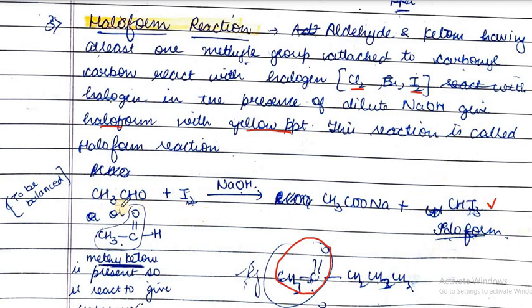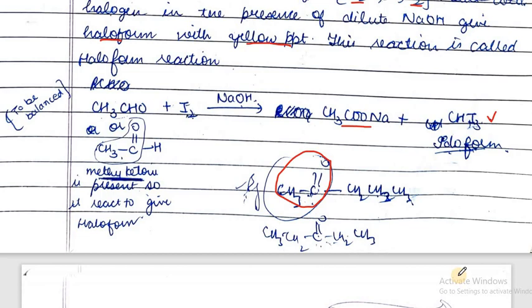So in this, acetaldehyde is taken. Acetaldehyde has the CH3CO group, so it is a methyl ketone, and when it reacts with iodine in the presence of NaOH, it gives the salt of acid and then iodoform with yellow precipitate. So any compound in which this methyl ketone group is present gives this reaction.